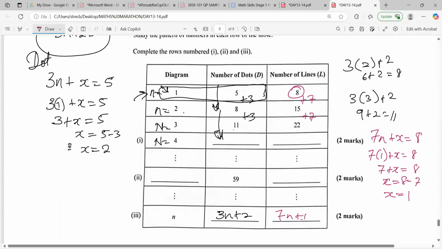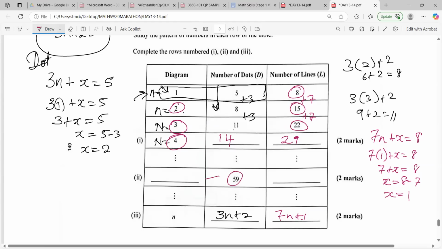And we can check, right? 7 twos, 14. 14 plus 1, 15. 7 times 3, 21 plus that, 22. So for 4, easy pickings, right? Because we know it's our 3n. So 3 fours, 12 plus the 2. This is going to work out to 14. All right, next we have 7n plus 1. 7 times 4, 28 plus the 1, 29. All right.